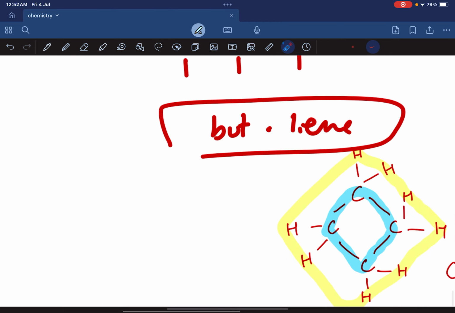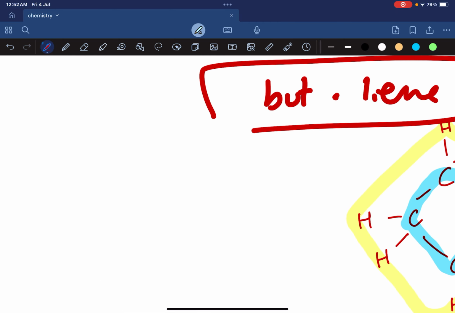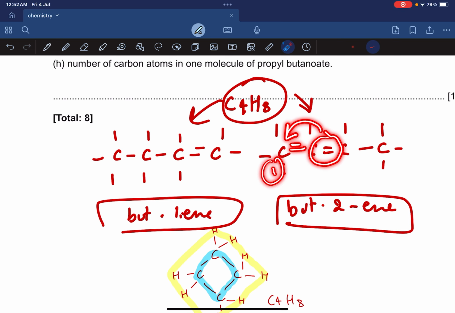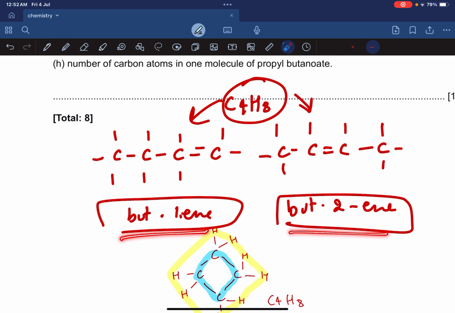Now, one other thing: if you try to make one more, like but-3-ene or but-4-ene, that's not going to be possible, because if you move this functional group further to this side, it again becomes but-1-ene. Why? Because this time I'm going to start the counting from the right. This is going to be my first carbon, this the second, this the third. So it's again going to become but-1-ene. I hope you get this, okay? These are the only 2 possible unbranched isomers of butene.